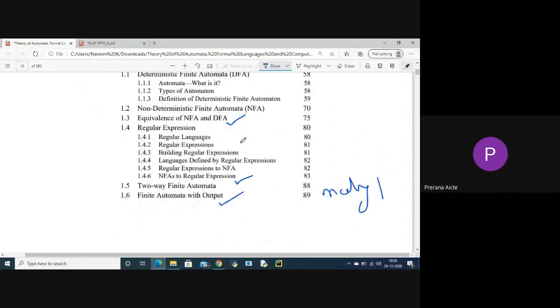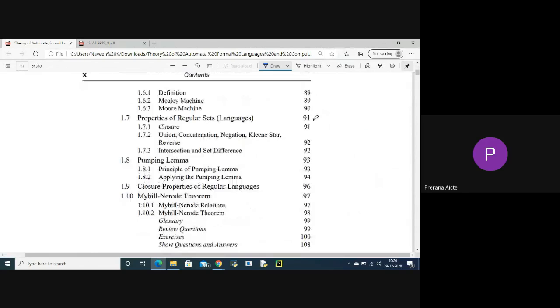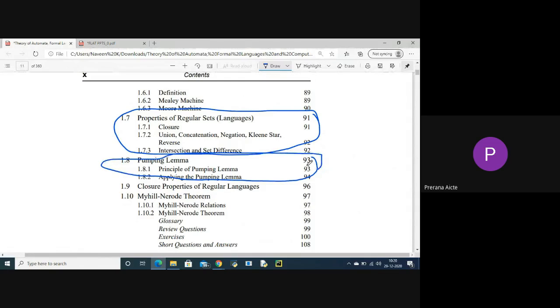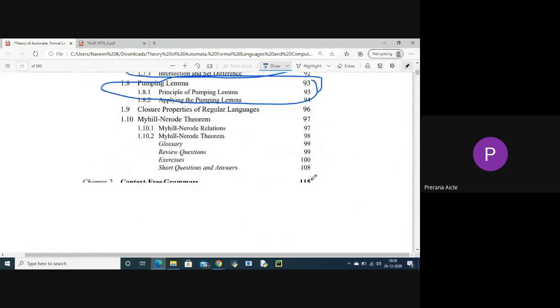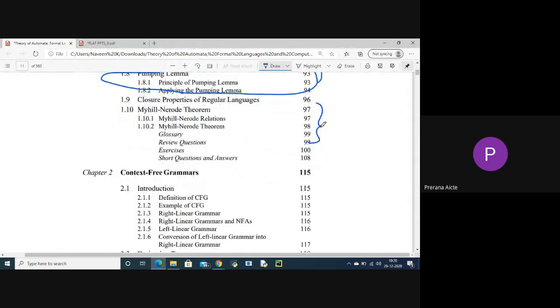Coming to the next one, a very important topic is regular sets, properties of regular languages, closure properties, and the pumping lemma. The pumping lemma is used to show that certain languages are not context free and not regular. And the Myhill-Nerode theorem is used to minimize the finite automata by reducing the number of states without changing the nature of the machine.